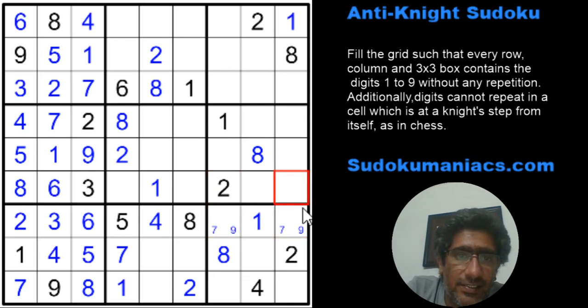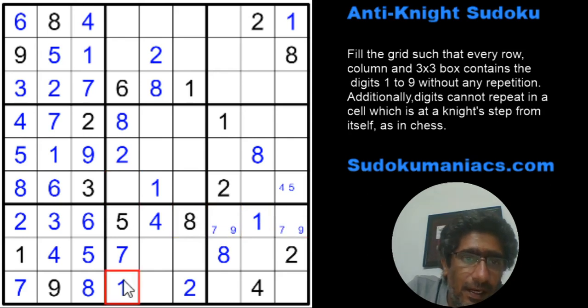So 9, 8, 7, 6 is gone. 5 is possible. 4 is possible. 3, 2, and 1. So you see, without even having to search logically to eliminate 7 and 9, I blindly go ahead and eliminate because the 7s and 9s are placed in the manner which we discussed earlier.